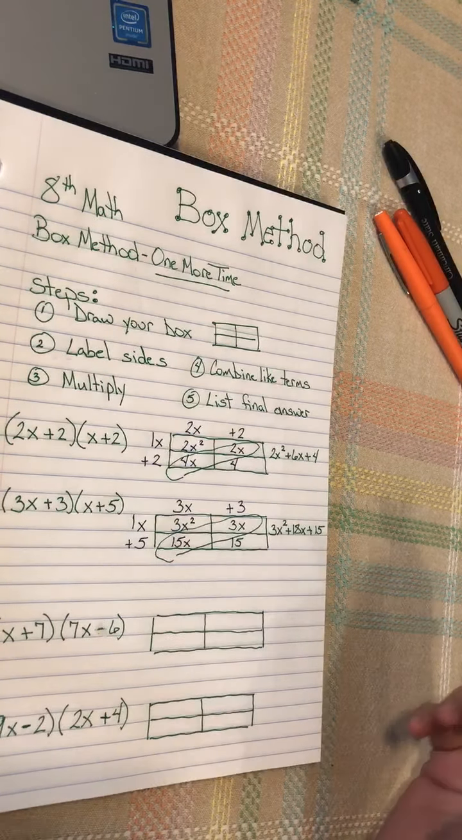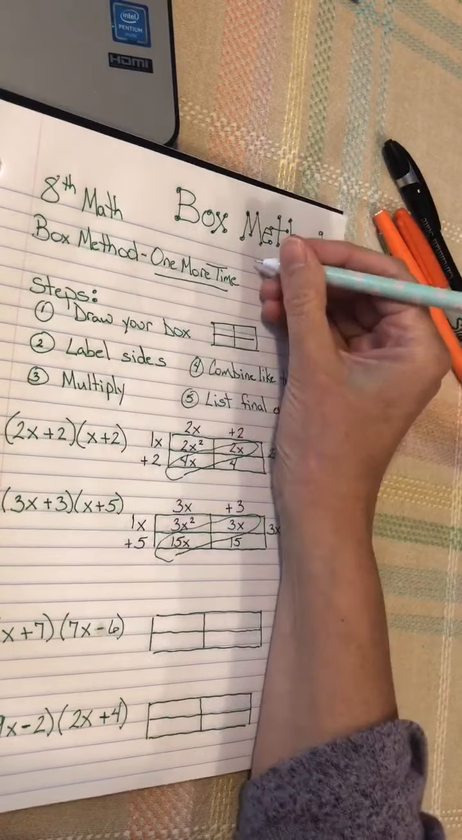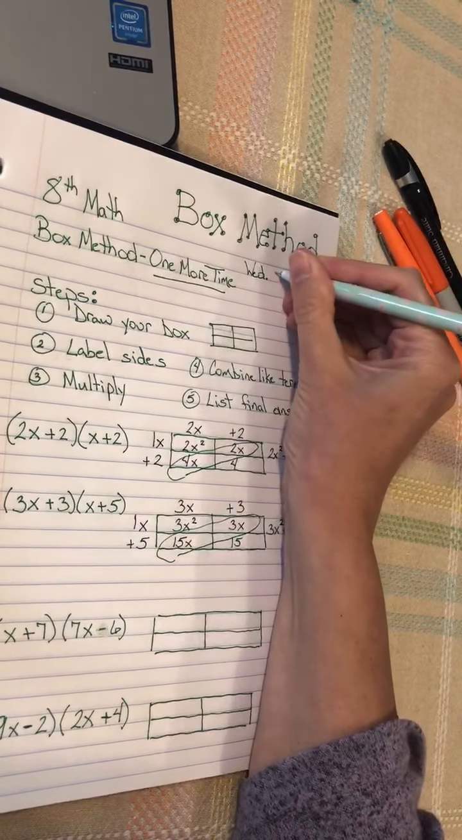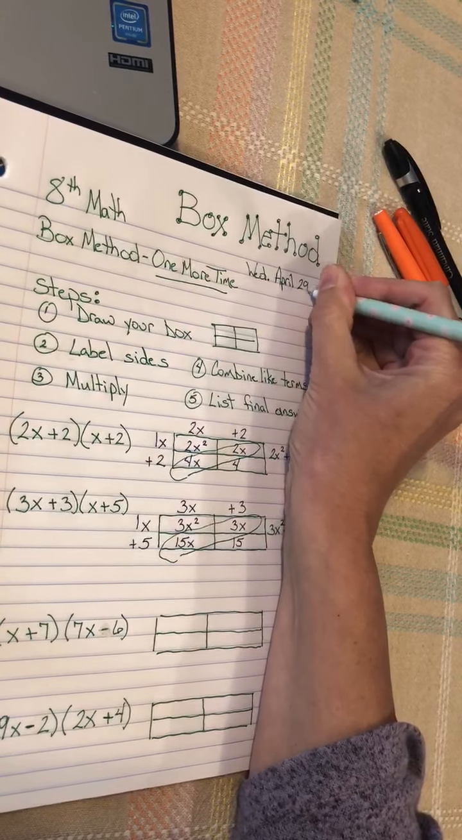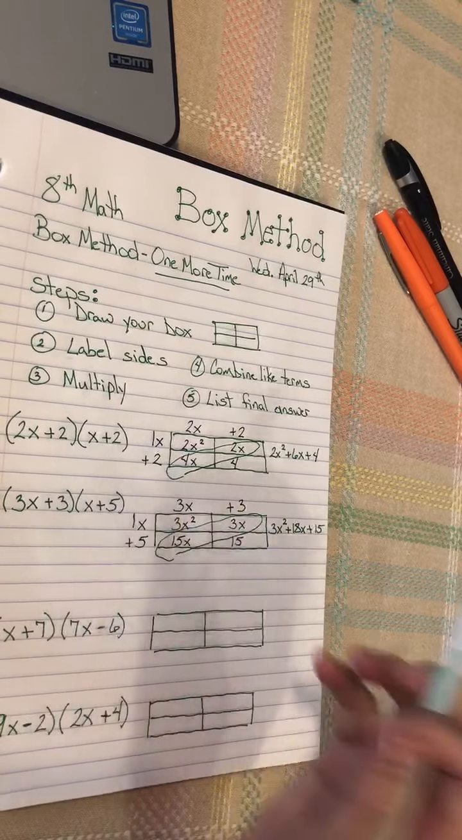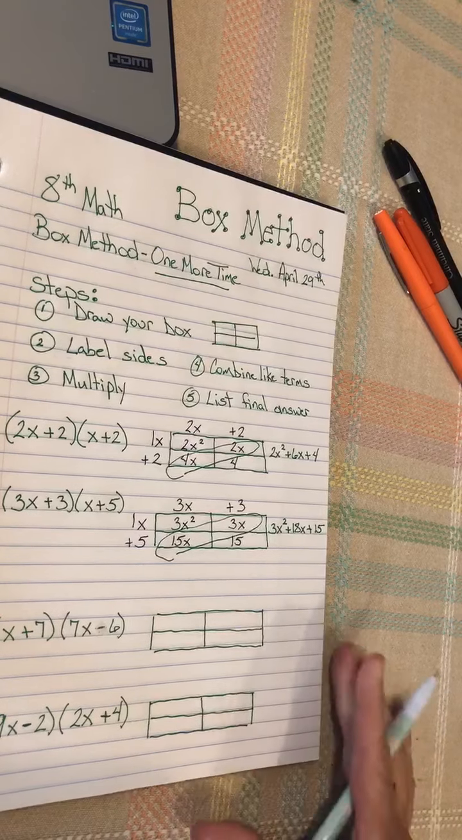Right, hello 8th grade. We are going to work on the box method one more time. I forgot to put the date on here. So it's Wednesday, April 29th, okay? The only thing that's going to be different is we are going to put some number coefficients in front of our variables, but everything else is going to be exactly the same, okay?